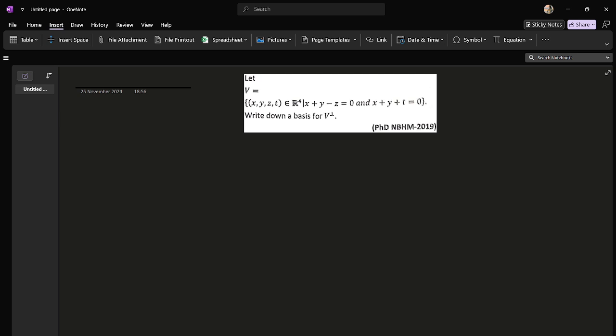So this question appeared in the PhD entrance test of the year 2019. The question says: let V be the set of (x, y, z, t) belonging to R^4, where the conditions applied on x, y, z, t are x plus y minus z is equal to 0 and x plus y plus t is equal to 0. Then we have to write down a basis for V orthogonal, that means V perp.